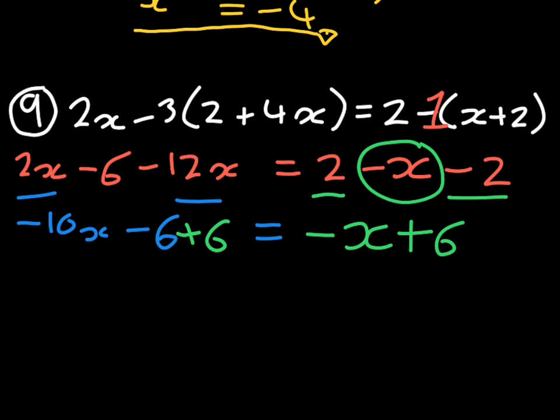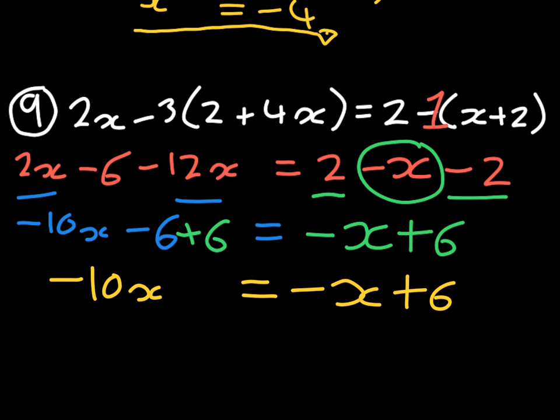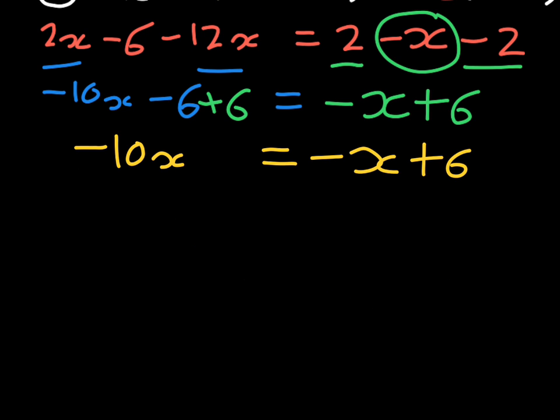Now we can simplify. On the left-hand side, we are going to be left with minus 10x. And on the right-hand side, we are going to have minus x plus 6. We now need to move all of our variables to the left-hand side.